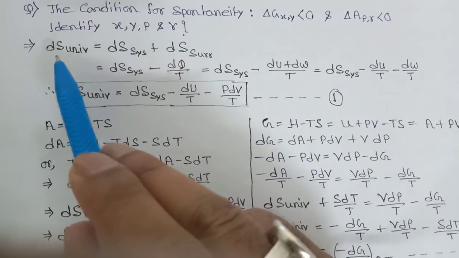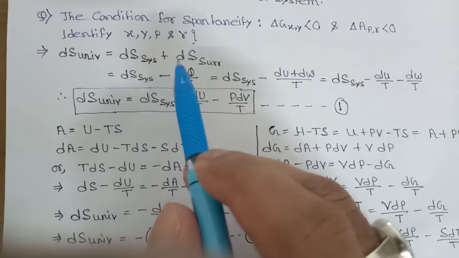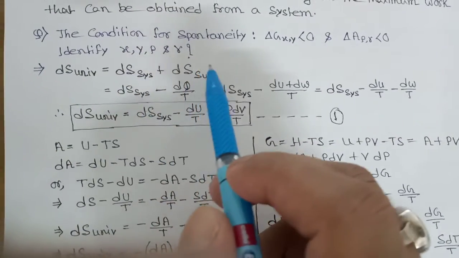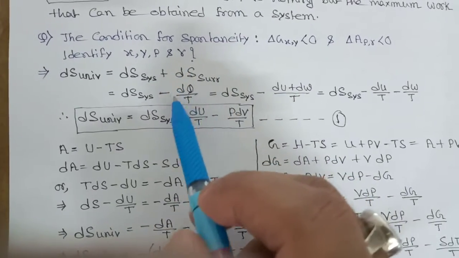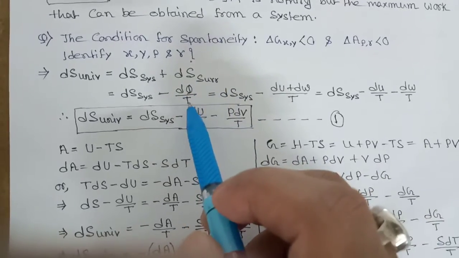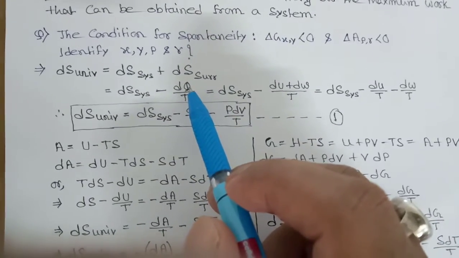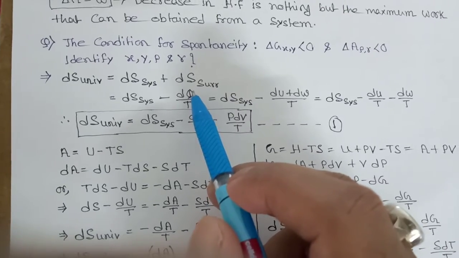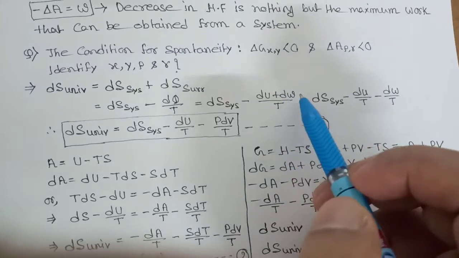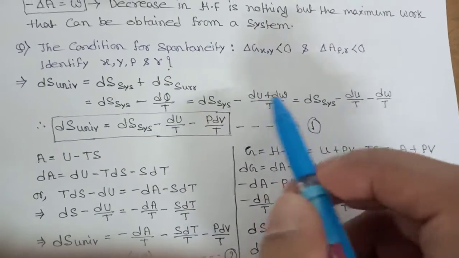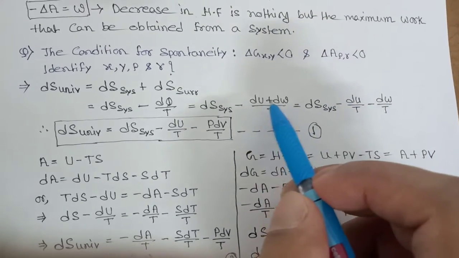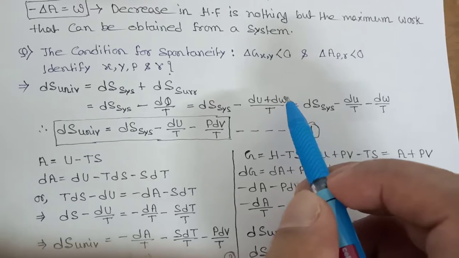You know dS universe is equal to dS system plus dS surrounding. S means entropy. So in place of dS surrounding, we can put dq by T. This is the formula for finding out the entropy of the surroundings. Again, from the first law of thermodynamics, we know dq is equal to dU plus dw. So in place of dq, we can place dU plus dw. So we can write dS system minus dU by T, minus plus minus dw by T.